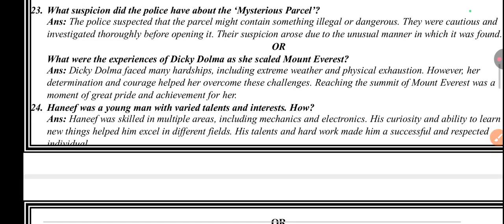Question number 23. What suspicion did the police have about the mysterious parcel? The police suspected that the parcel might contain something illegal or dangerous. They were cautious and investigated thoroughly before opening it. Their suspicion arose due to the unusual manner in which it was found.